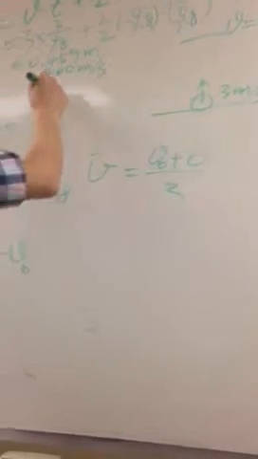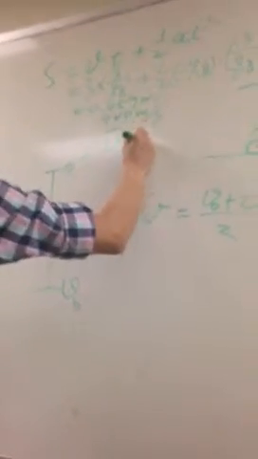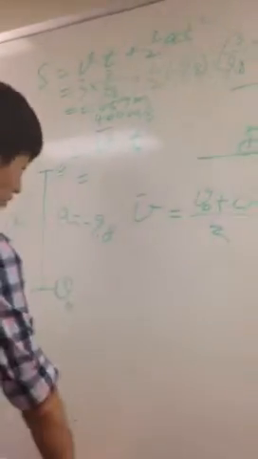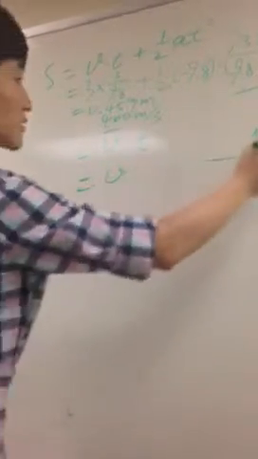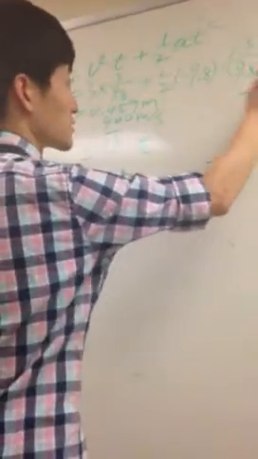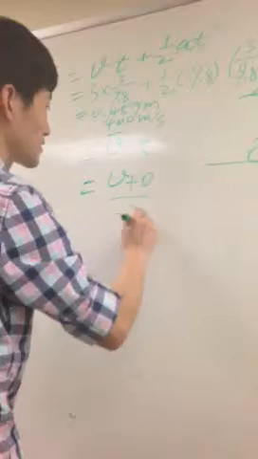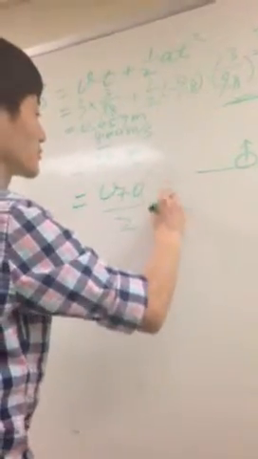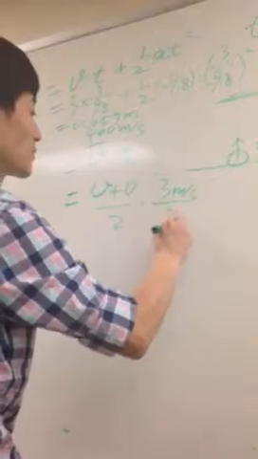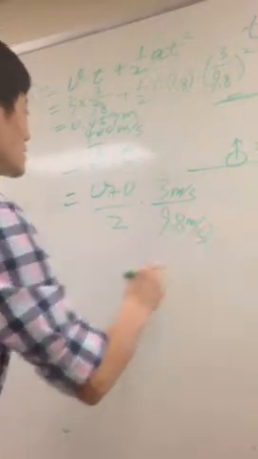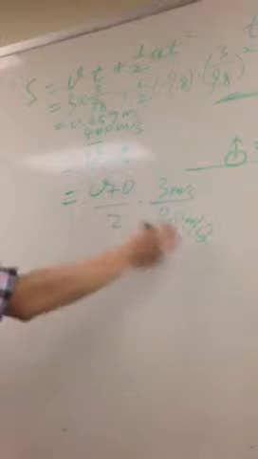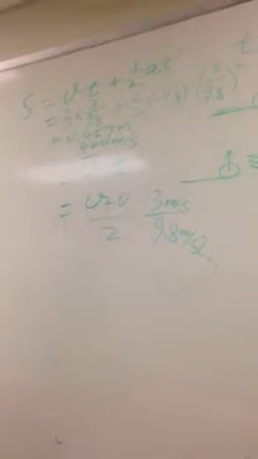So this one actually, what you can do is the average of velocity times the time, where the average velocity will be the initial velocity 3 plus the final velocity 0 divided by 2 times the time, which is 3 meter per second divided by 9 meter per second square. So this way, you see the calculation is a lot easier than here. You just need to understand here.